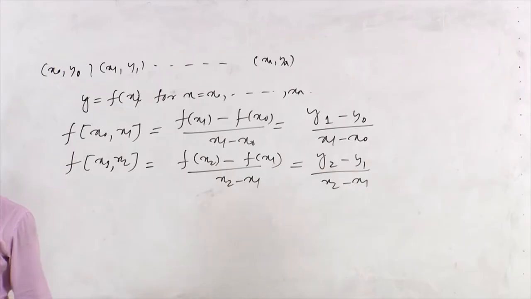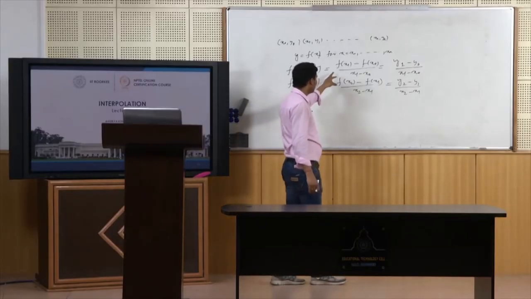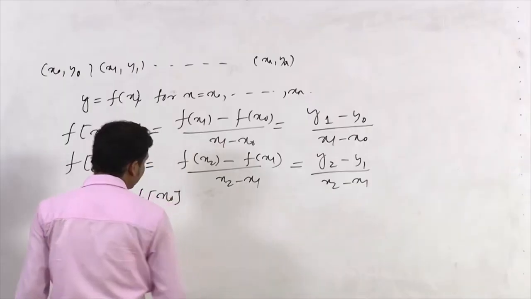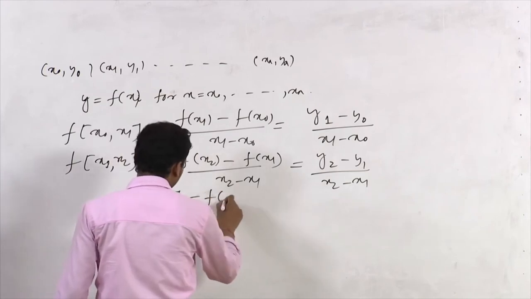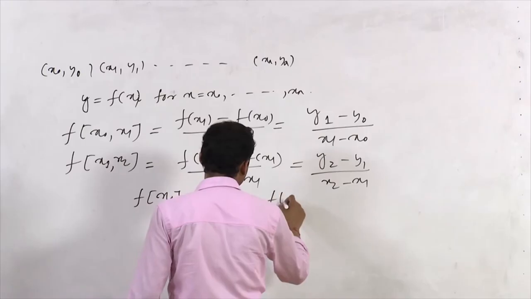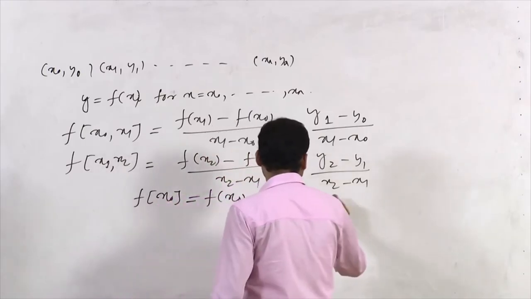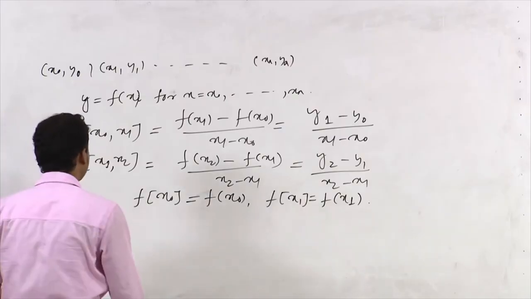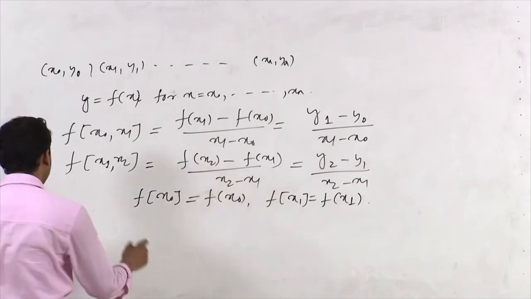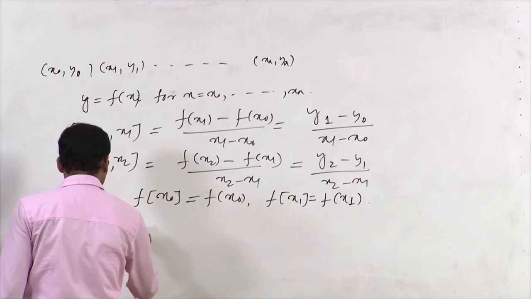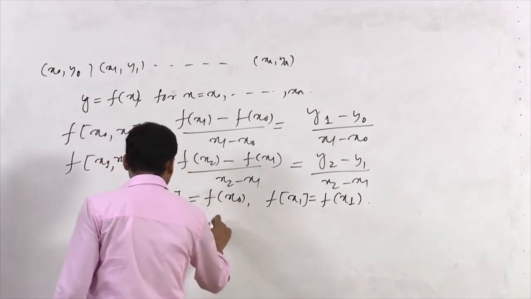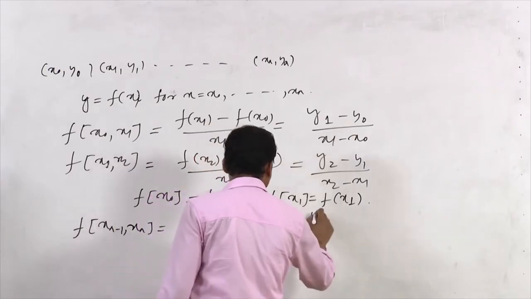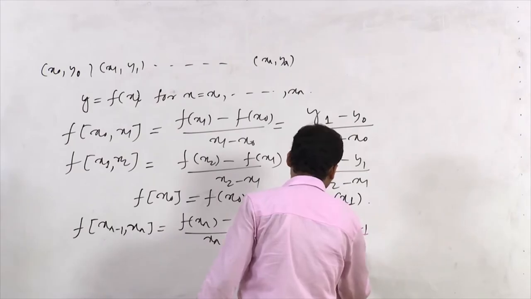Obviously, the question arises: if we write the arguments x0 and x1 in this form, then how do we express f of x0 alone? We can write f of x0 equals f of x0, and likewise for x1, since they are independent points, the argument is just the functional value at that point. And going up to the last interval, from xn minus 1 to xn, the divided difference is f of xn minus f of xn minus 1 divided by xn minus xn minus 1, which can also be written as yn minus yn minus 1 divided by xn minus xn minus 1.